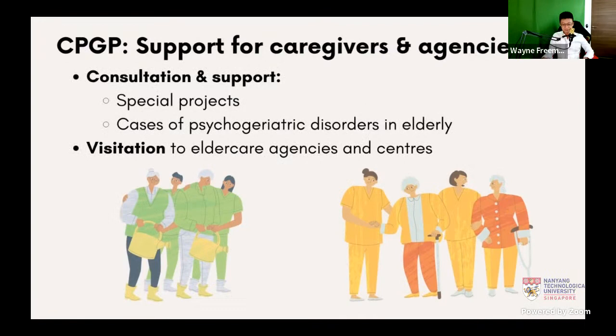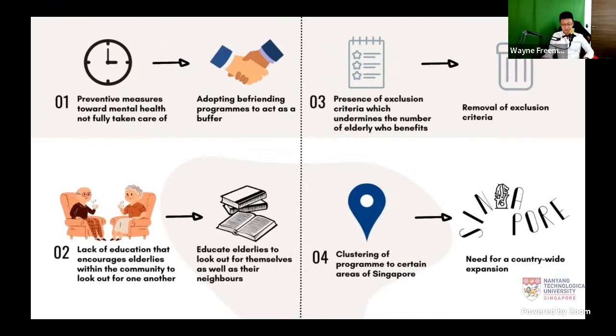Upon further scrutiny of your program, we have found certain gaps which undermine the overall effectiveness. Allow us to highlight the following four limitations mentioned above. Along with this, we will also be sharing the corresponding solutions that could possibly help bridge the gap and enhance your program. When dealing with elderly depression and suicide, prevention is better than cure.